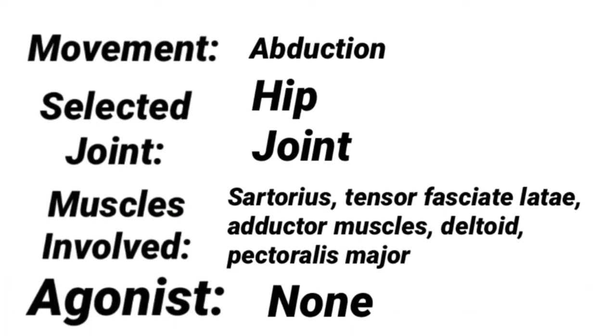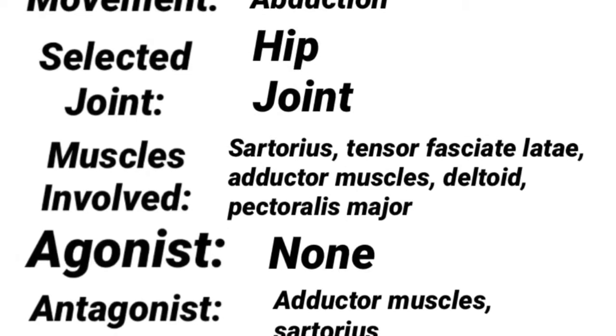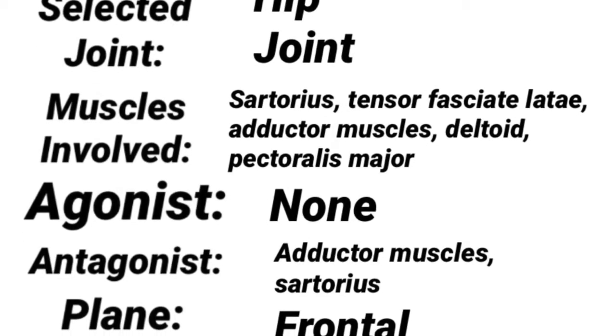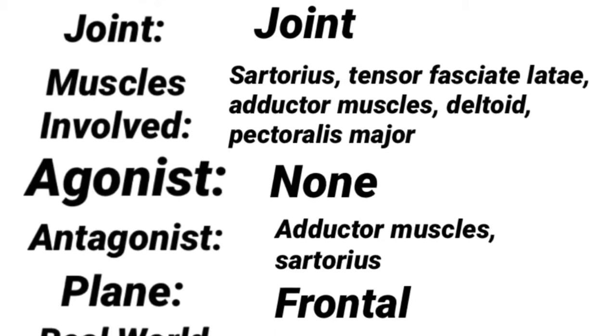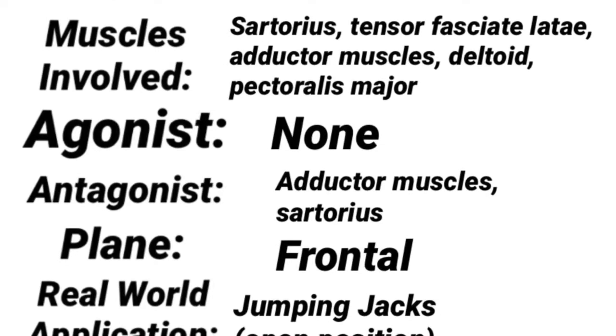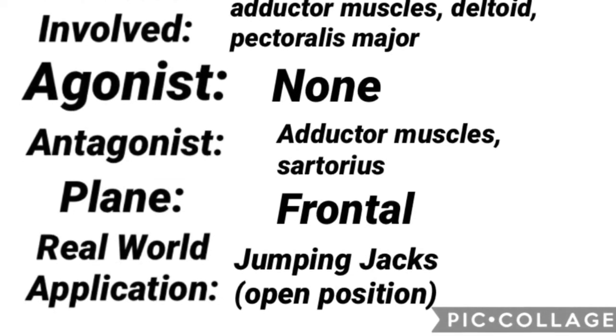Our third movement is abduction. The selected joint is hip joint. The muscles involved are sartorius, tensor fasciae latae, adductor muscles, deltoid, and pectoralis major. There is no agonist, and the antagonist is the adductor muscles and the sartorius. This movement takes place in the frontal plane, and a real-world application is the open position with jumping jacks.